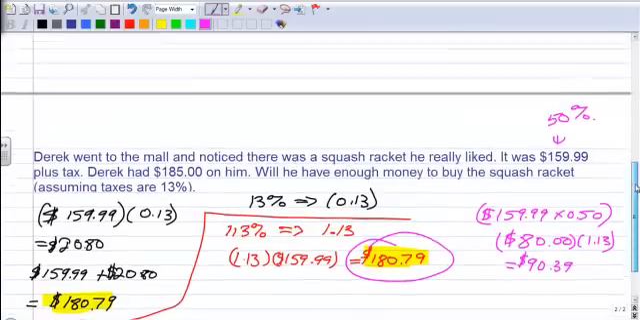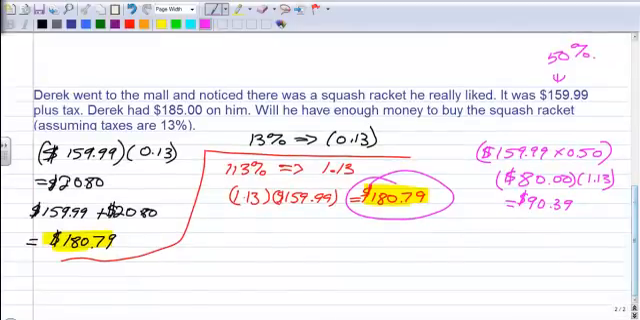Anyways, I hope that this tutorial on finding the percentage of a number was helpful.